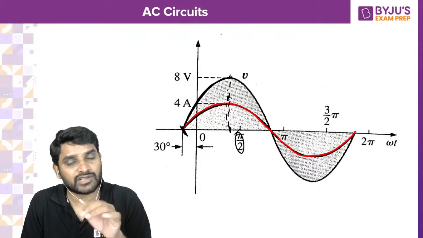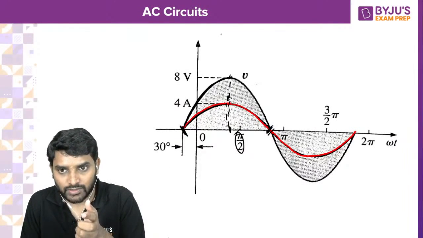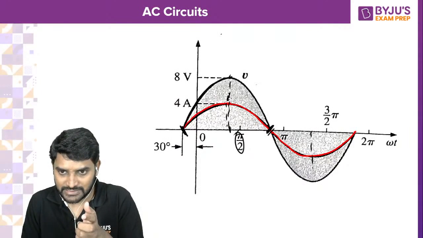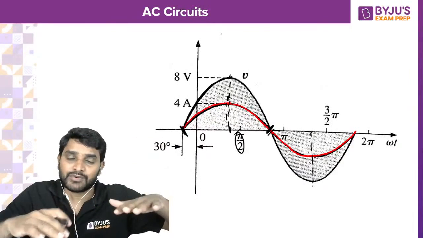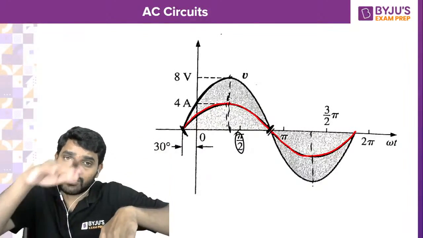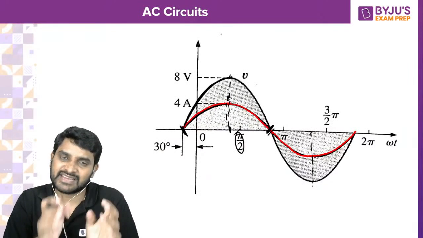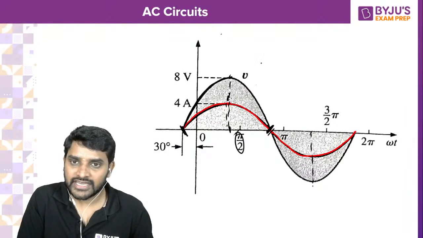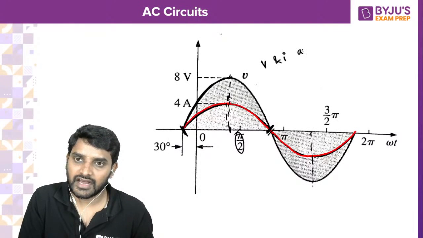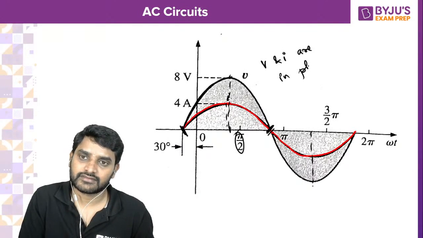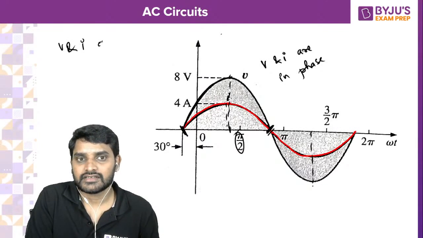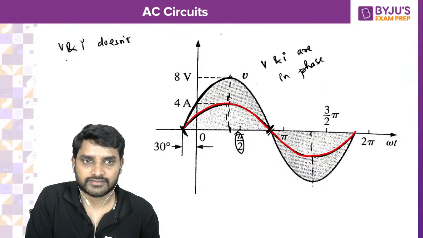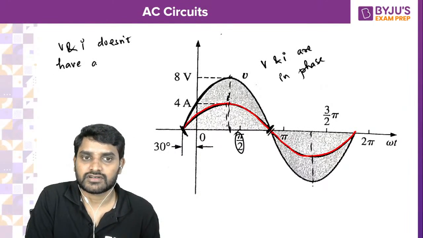Okay, you can take up this point. At this point, voltage is also maximum. The moment when current is 0, voltage is also 0. The moment when current is maximum, voltage is also maximum. Voltage maximum and current maximum happen at the same point. Voltage 0 and current 0 happen at the same time interval. So I can say that voltage and current are in phase, or voltage and current do not have any phase displacement, any phase difference.